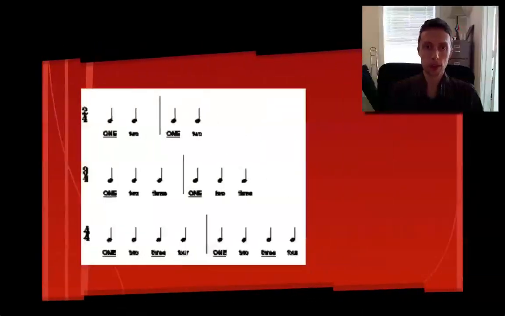So here's sort of what that looks like a little bit. Some of this you might not understand yet, maybe you do, but whatever the case, the important thing is that the top line there, top chunk, is duple, because we have 2 notes and then a bar line and then another 2 notes. The next one down, we're in triple, because we have 3 notes and then a bar line.